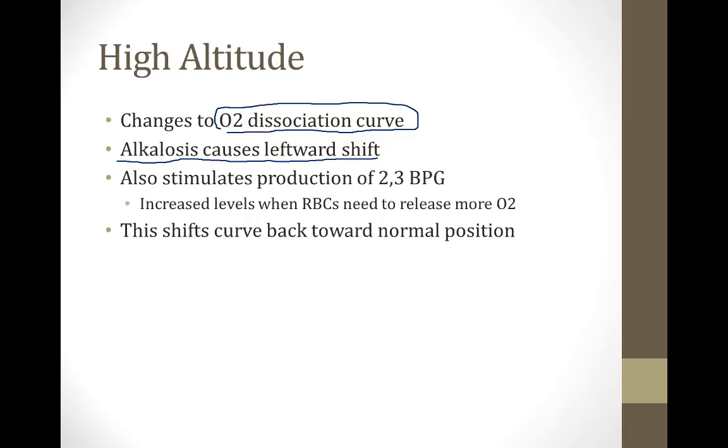But there's a second important effect, and that's that the hypoxemia stimulates the red blood cells to produce 2,3-BPG. BPG is bisphosphoglyceric acid, and it's normally present in red blood cells, and it promotes the release of oxygen. And in the setting of high altitude, more 2,3-BPG gets produced, and this is going to shift the curve to the right, which means it will move back towards normal compared to the effect of alkalosis.